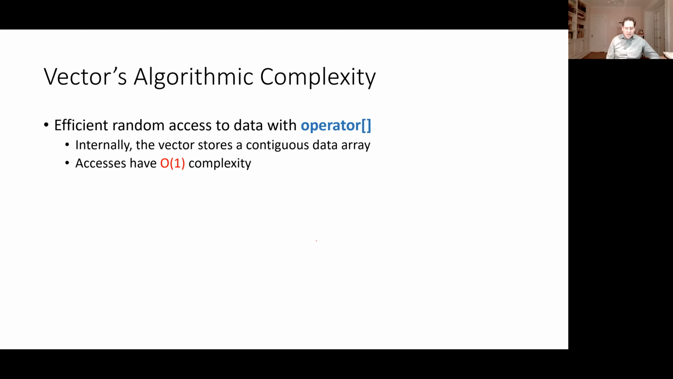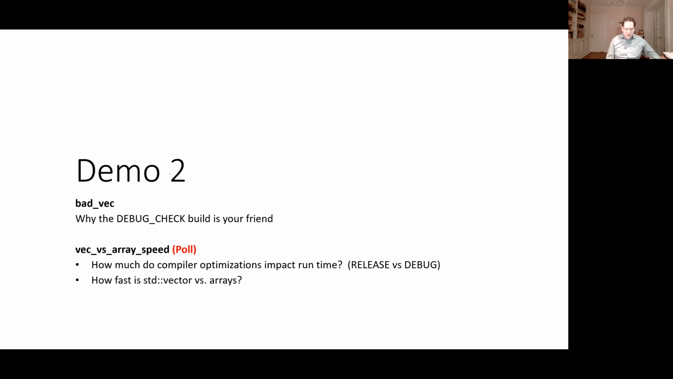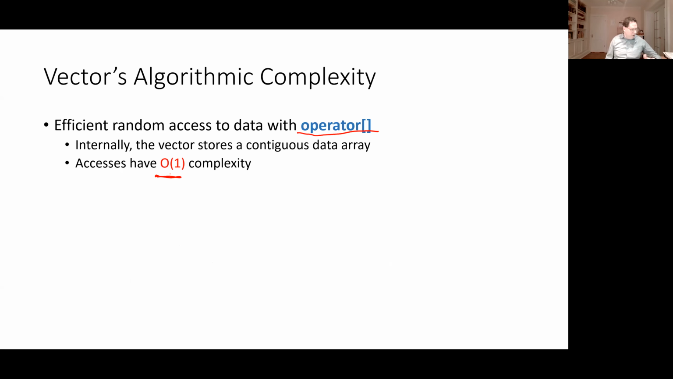Okay, how fast is vector? It's very fast. It gives you efficient random access to data with the square bracket operator. Just like an array, it has order 1 complexity, and it's because it has an array inside of it. And as I showed you, it also can grow efficiently with push back. And if you really want to micro-optimize it, you can even ask for a vector of the right size to start and avoid those internal copies. But that's not a big deal.